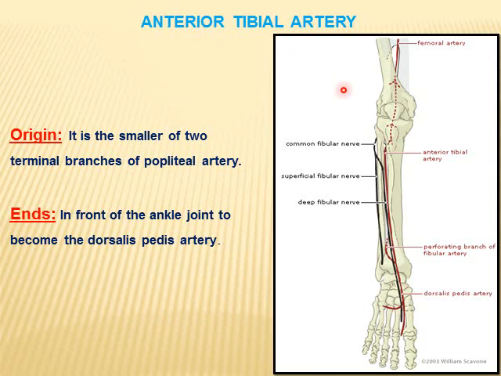The anterior tibial artery is the smaller of the 2 terminal divisions of the popliteal artery. It enters the anterior compartment of the leg by piercing the interosseous membrane, which connects tibia and fibula, and along its course can be divided into 3 parts. In the upper third of the leg, the artery lies on the interosseous membrane. In the middle third of the leg, the artery lies on the tibia, and in the lower third of the leg, the artery lies in front of the ankle joint. It terminates in front of the ankle joint to continue on the dorsum of the foot as dorsalis pedis artery.